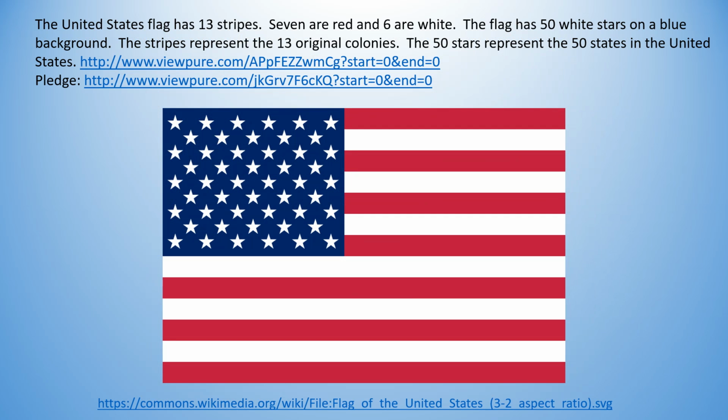So the flag, you guys have seen flags and you like flags. We've done flags in class before where we play a patriotic song and fly flags. The United States flag has 13 stripes. So here are the stripes, red and white stripes. There are 13 of them if you were to count them. The stripes represent the 13 original colonies. We will look at them in a minute.